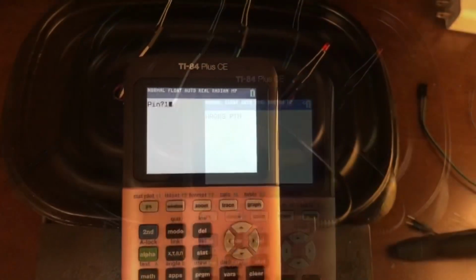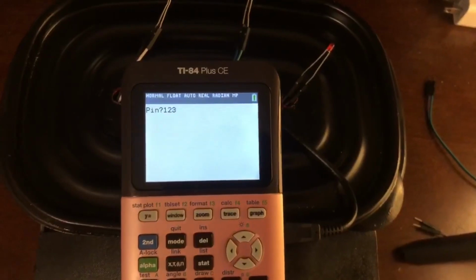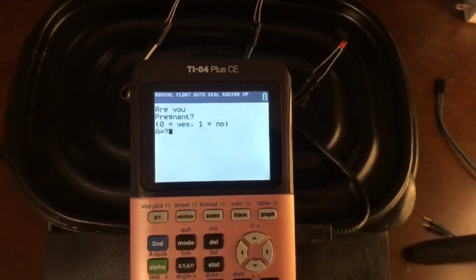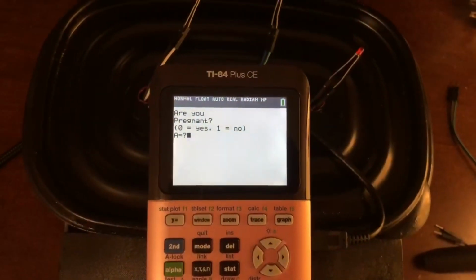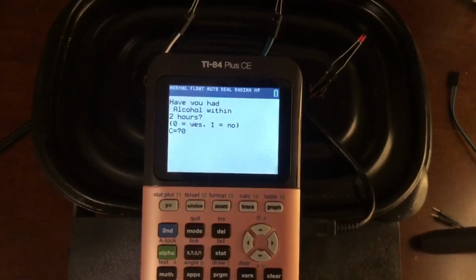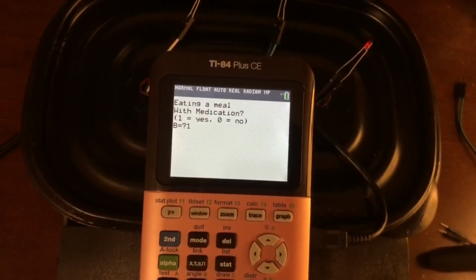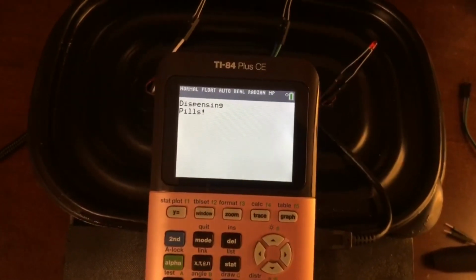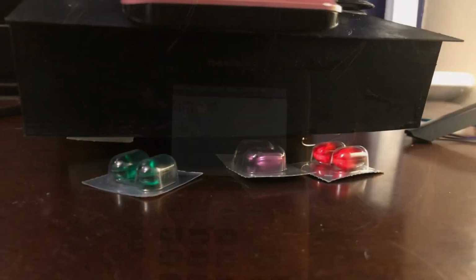But if they input the correct PIN, they're taken to a series of quiz questions to ensure there's no dietary conflicts and they'll be safe while taking their prescriptions. If they fail the quiz, then they won't be dispensed any pills. If they do pass the quiz, then motors and coils are used like a vending machine in order to dispense the pills at the bottom of the system.